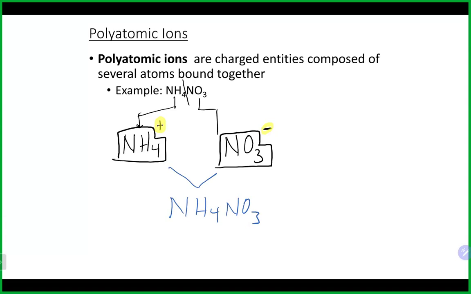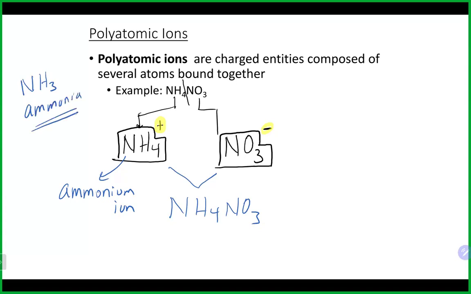Now, each of these polyatomic ions has a special name. This is what is known as the ammonium ion, not to be confused with something we saw earlier, which is NH3 with no charge and one less hydrogen. That is ammonia.